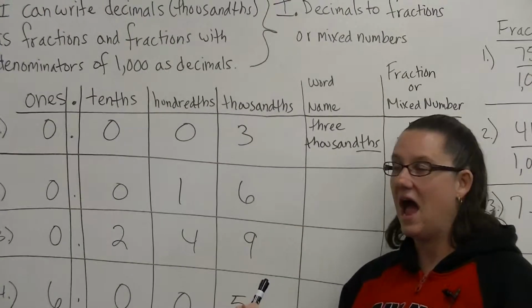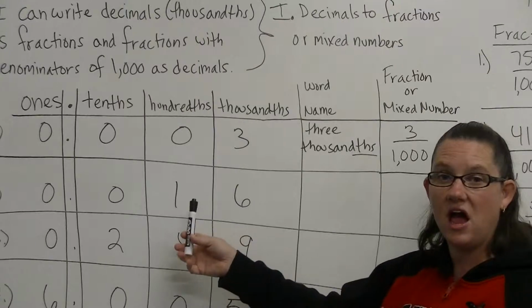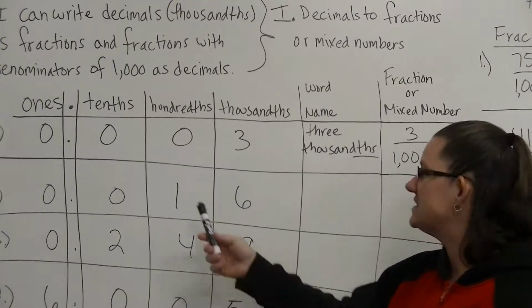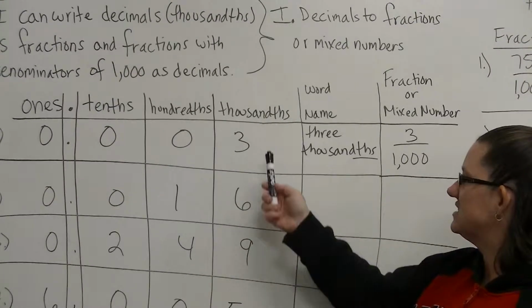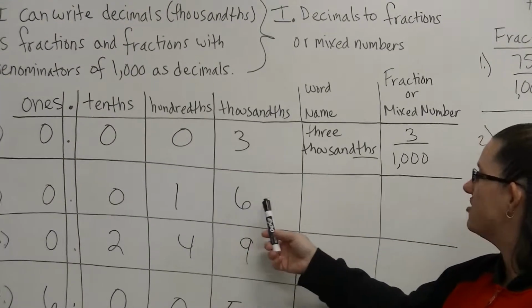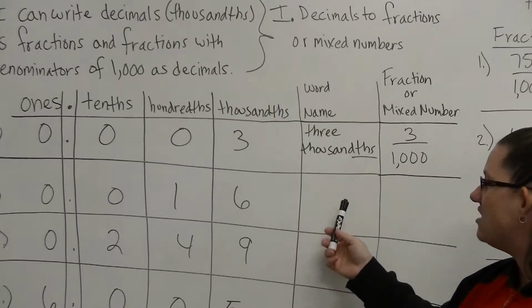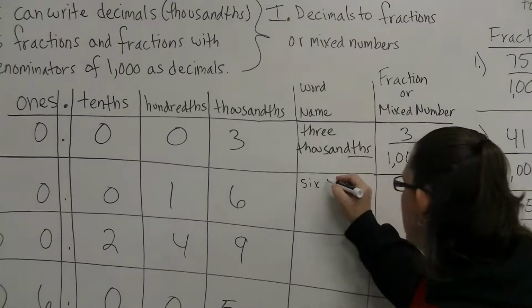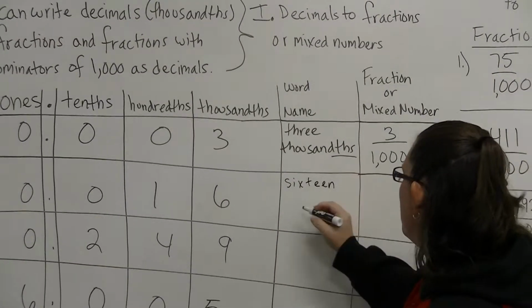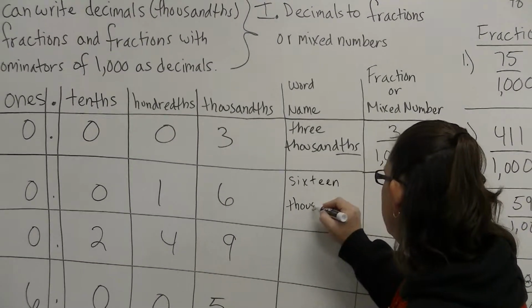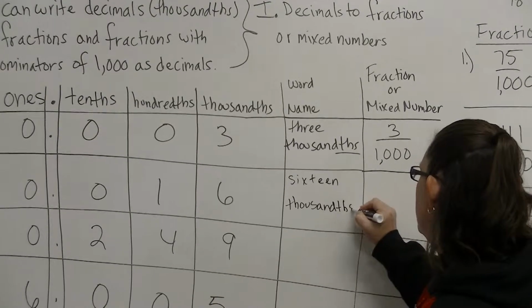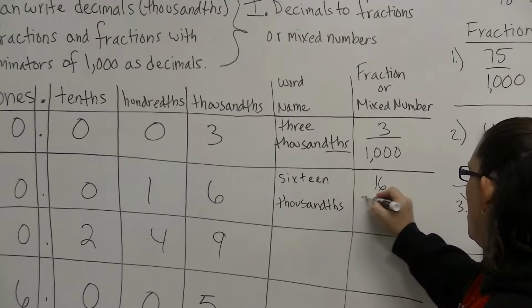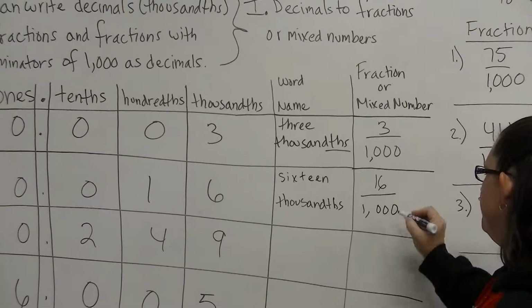0.016. Okay, now we have 2 numbers to read, and you read it how you would if you would just see 1 and 6 by itself. How do you read that? Yes, 16. And what place is the 6 in? Thousandths. So our decimal here is 16 thousandths. We write it the way we say it. So our first word would be 16, and our place there is thousandths. Now how would we take that to a fraction? How many? 16 over 1,000.